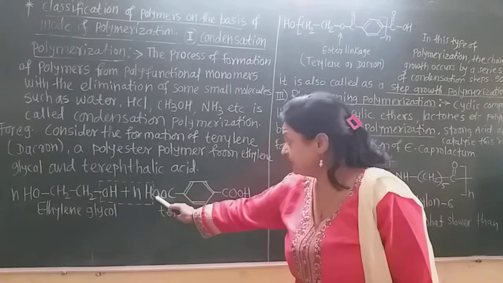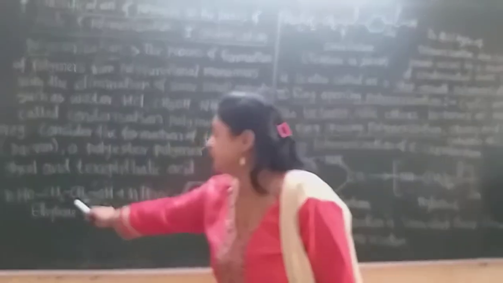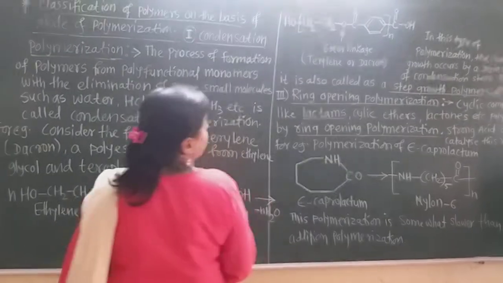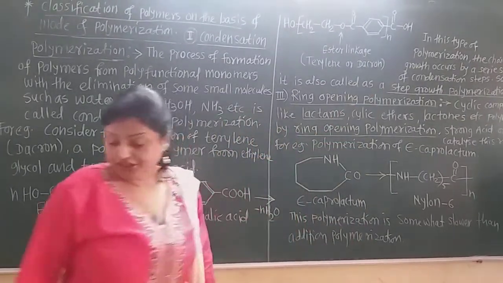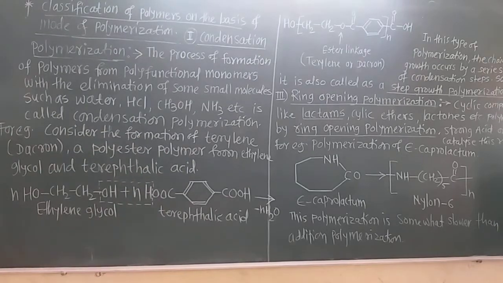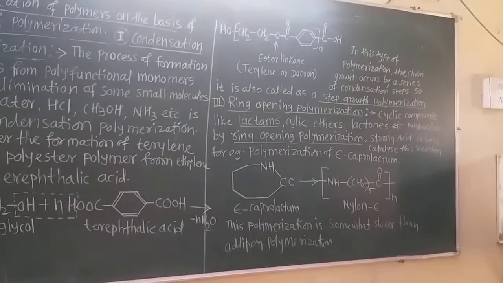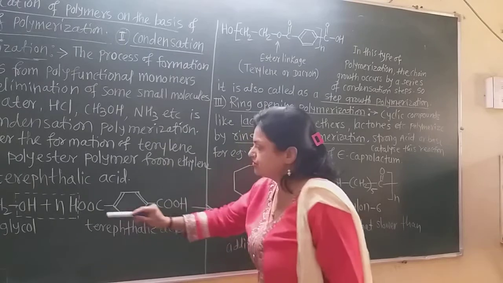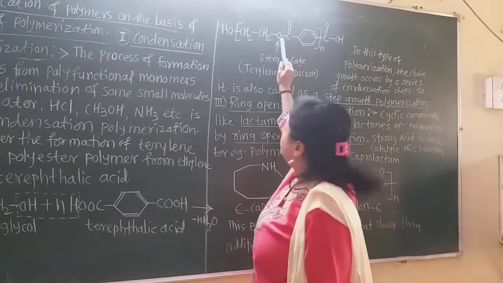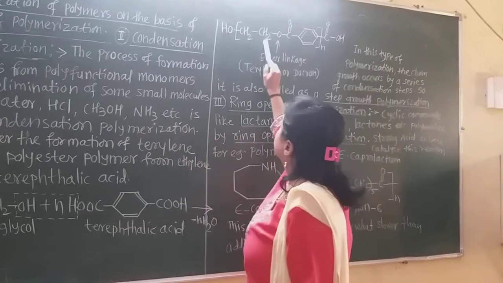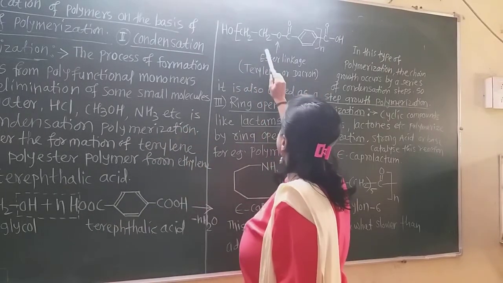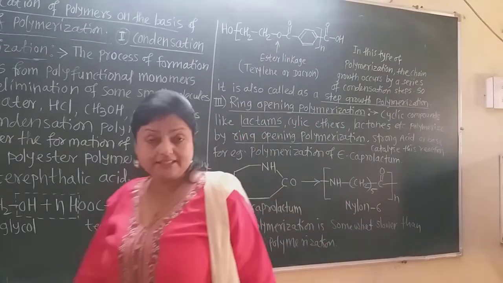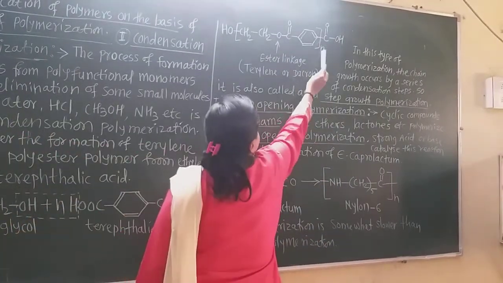And this COO grouping is directly attached to this CH2, and there is formation of n number of these ester linkages. Two monomers combine and eliminate the water molecules, and there is formation of such an ester linkage. See here, this COO group is directly attached to the CH2 group. This is the ester linkage, and in this way n number of ester linkages are formed.